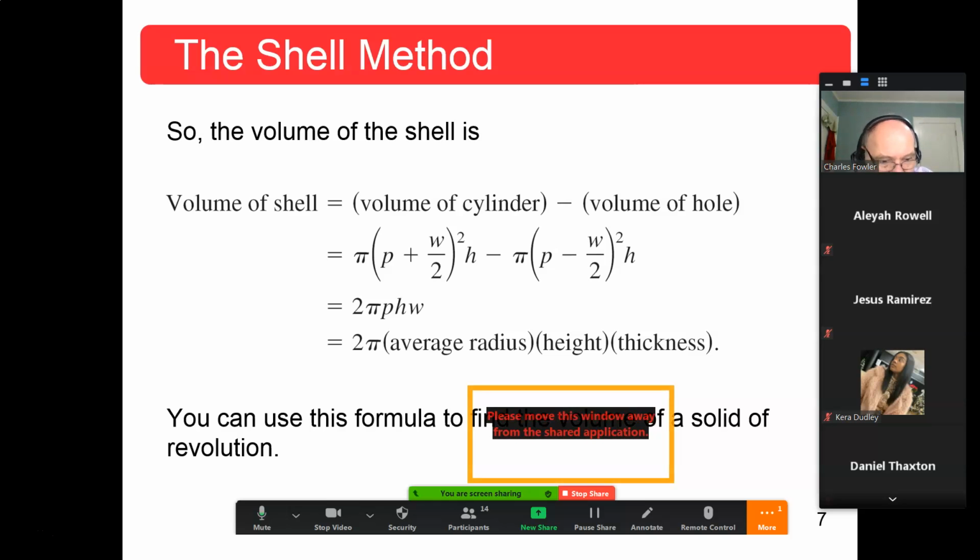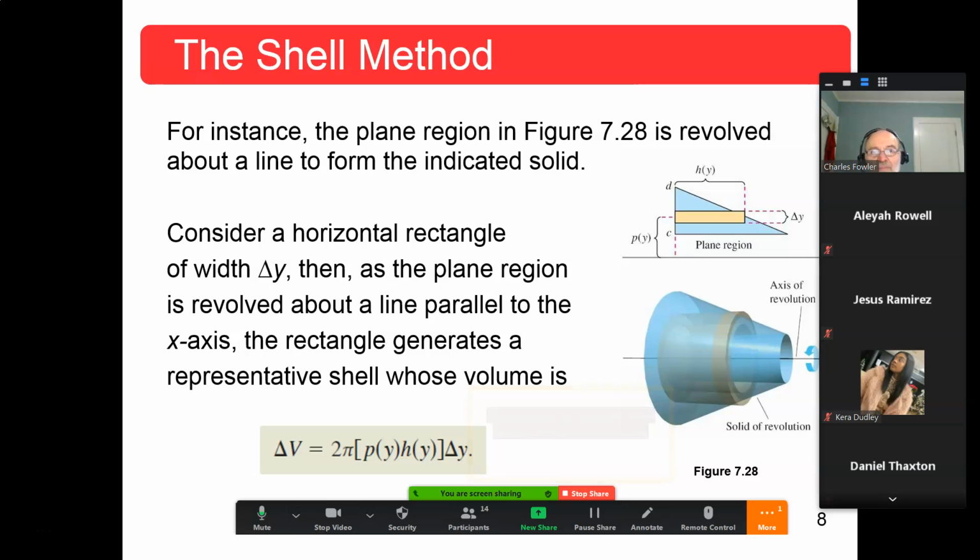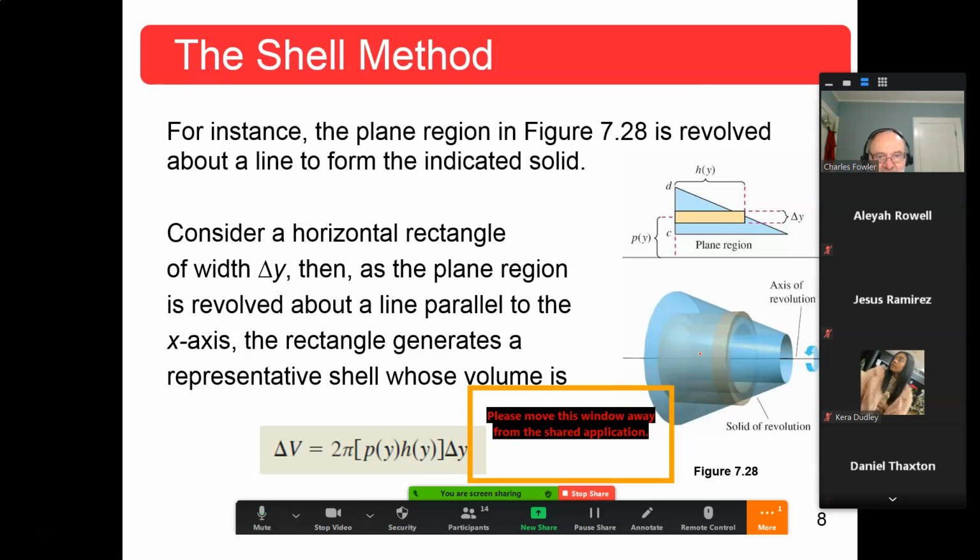So why did they even introduce the W over 2's, subtracting them, adding them? They all disappear. For instance, the plane region here in this figure is a triangle. That plane region is revolved around a line to form the indicated solid. Now that does look like a Christmas tree stand lying on its side, because you got a solid tube in the middle here where that C is.